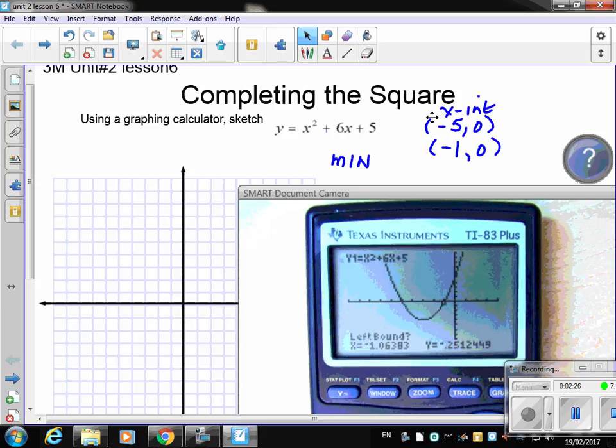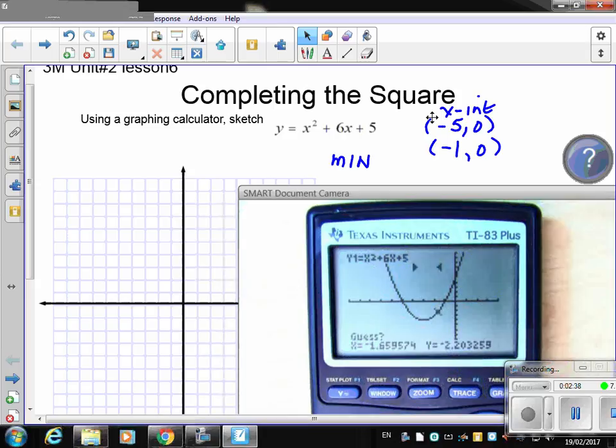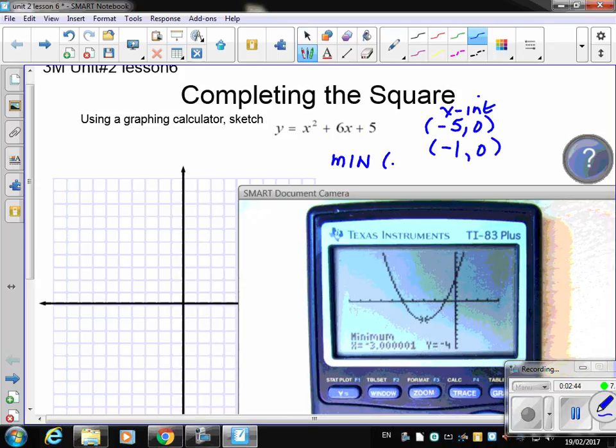So I want to be to the left of that lowest value. That would be just fine. And to the right of it, make sure you're at least confident you're to the right of it. There. And it will find the actual minimum value, which is at x value of negative 3, and the y value is negative 4. What absolutely beautiful numbers.